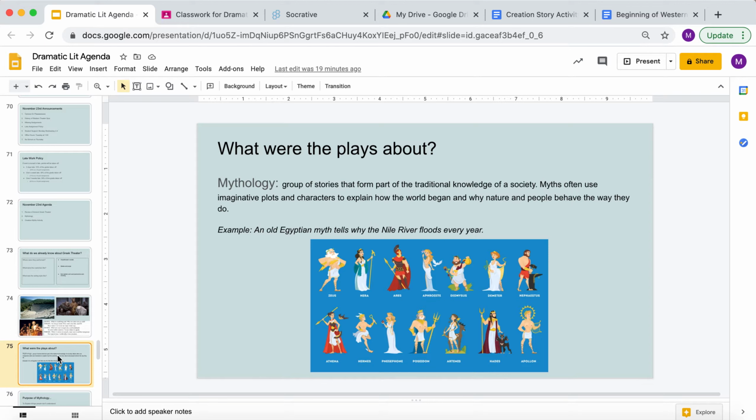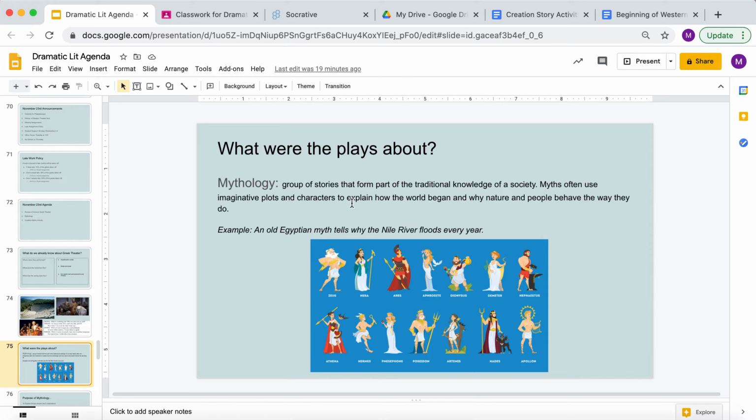So then we went into what were these ancient Greek plays about? Well, they were about mythology. A myth is a story, and mythology is a group of stories or a group of myths that form part of the traditional knowledge of a society. Myths often use imaginative plots and characters to explain how the world began and why nature and people behave the way they do. So, in ancient Greek theater, they used their mythology, which had these imaginative characters, these gods and goddesses in this picture here.